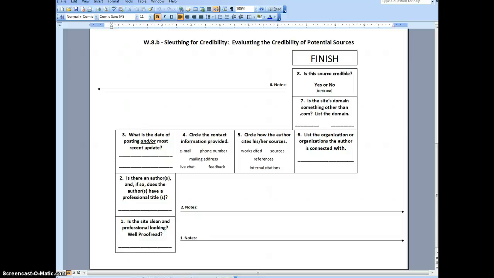Okay, so today we're going to talk about W.8.b, which is searching for the credibility of a source, or the ability to detect the credibility of a source.